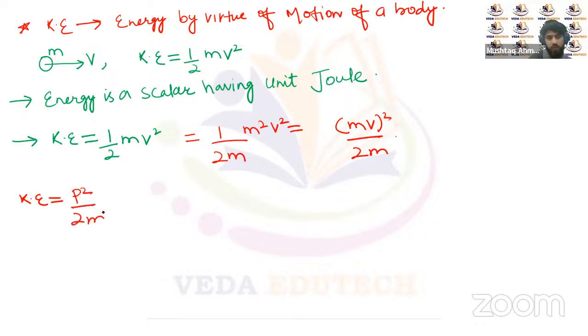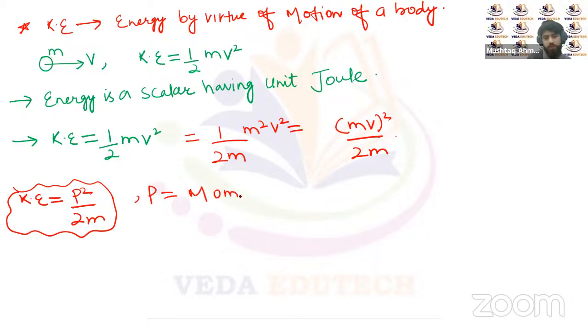equal to p square upon 2m. This is the kinetic energy in terms of momentum, where p is the momentum of a body. So m is the constant. So momentum can change, kinetic energy can change.